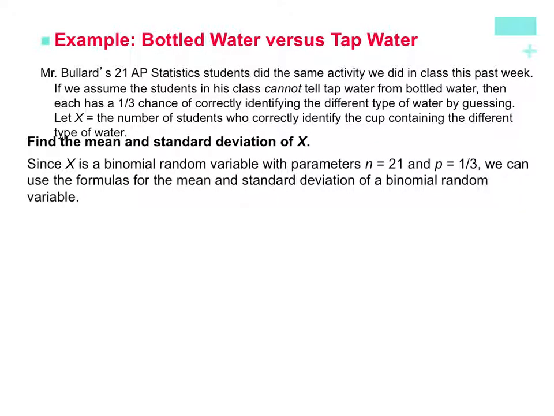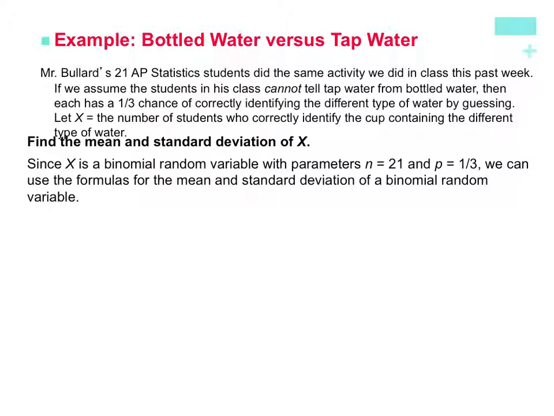Okay, so going back to that taste test that we did. Let's say that Mr. Bullard's AP statistics class did that same activity that we did in class last week. If we assume that the students in his class cannot tell tap water from bottled water, then each has a 1/3 chance of correctly identifying the different type of water by guessing. We'll find the mean and standard deviation of x and interpret it.